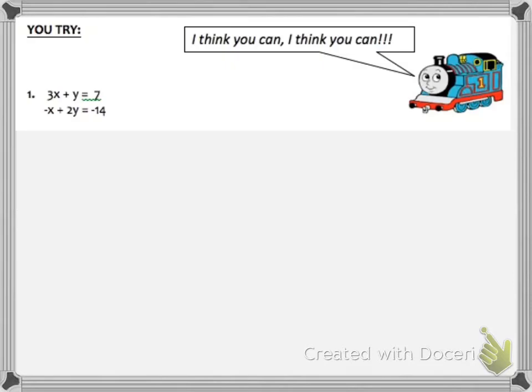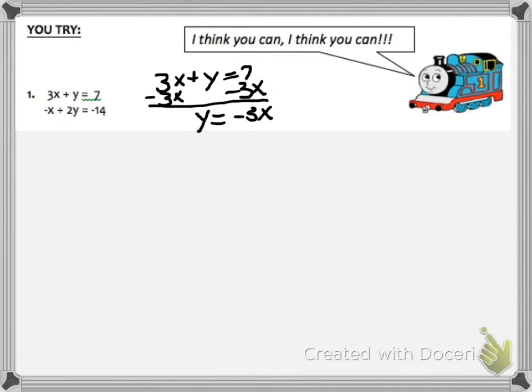So I have 3x plus y equals 7 and negative x plus 2y equals negative 14. Looking at this problem, I see that one of the equations already has y all by itself without a coefficient. So I would probably just turn that equation into a y equals. We'll take the 3x plus y equals 7, and turn this into a y equals by subtracting 3x from both sides. In this case, I get y equals negative 3x plus 7.